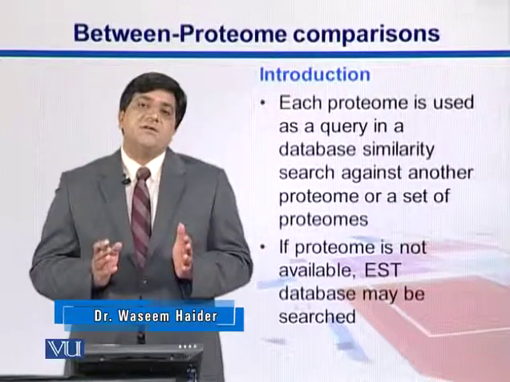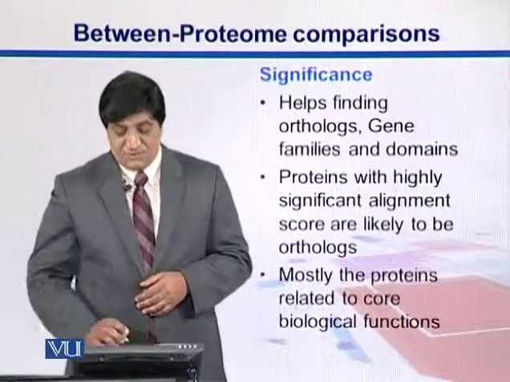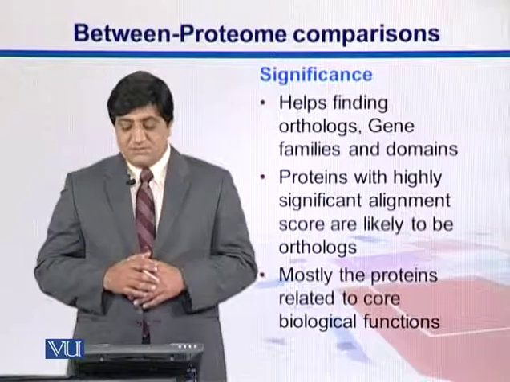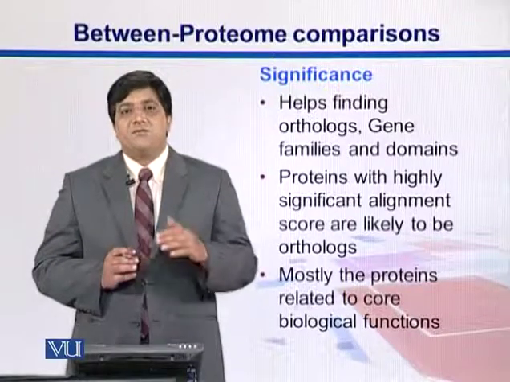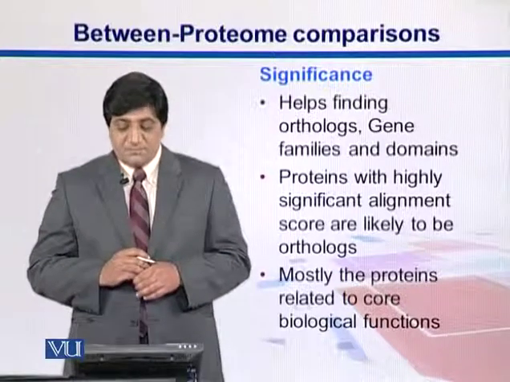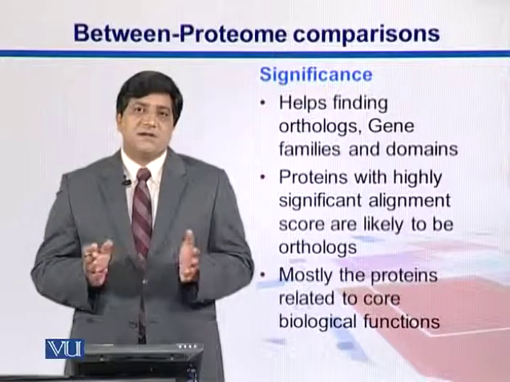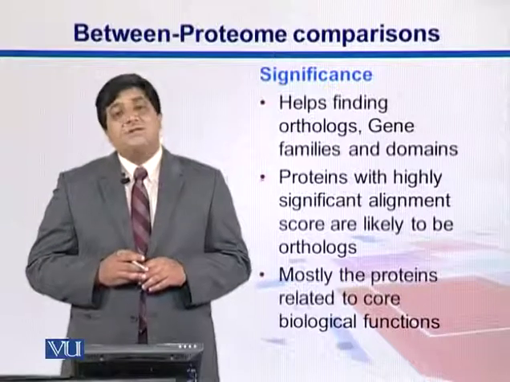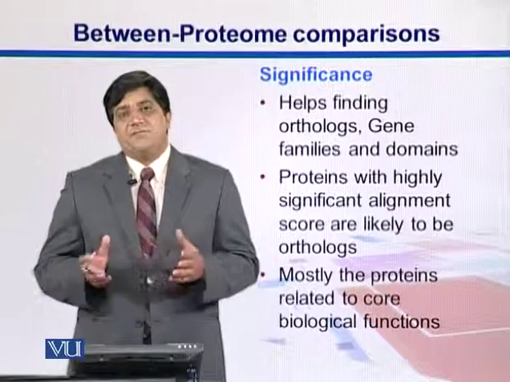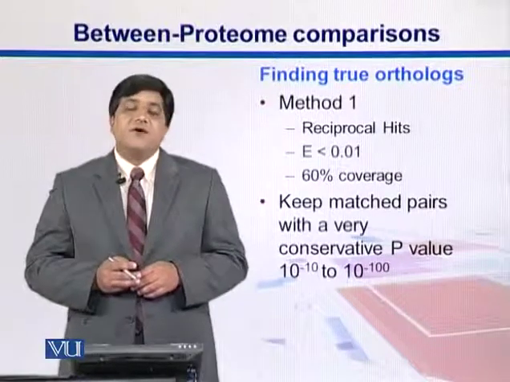If a proteome is not available, we can search against ESTs, which are expressed sequence tags. We can use those databases also. As I said earlier, this helps us find the orthologous genes. We can find gene families and we can find the domains between different organisms. Proteins with highly significant alignment scores can be called, or suspected as, orthologs. Mostly the proteins related to core biological functions, the basic functions of life, most of them are orthologs.